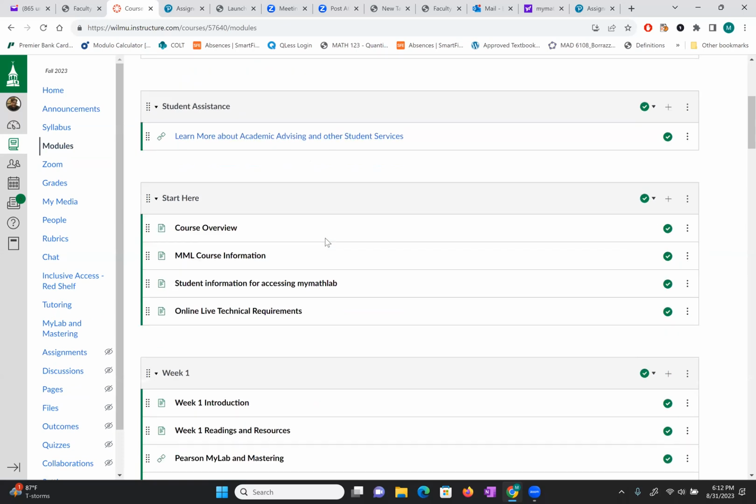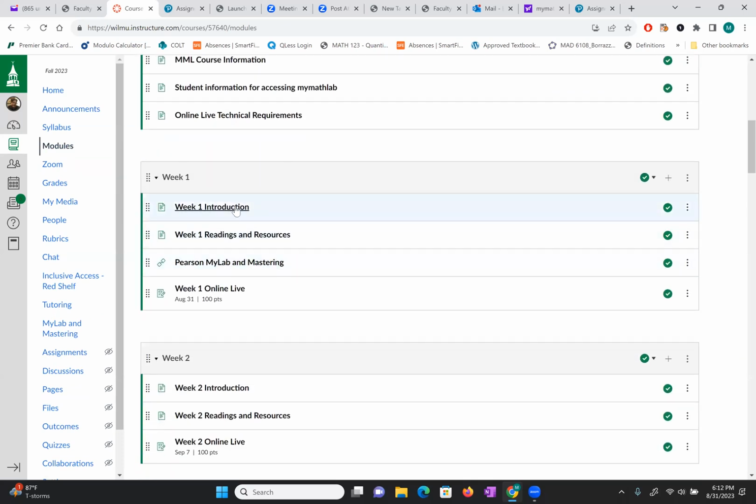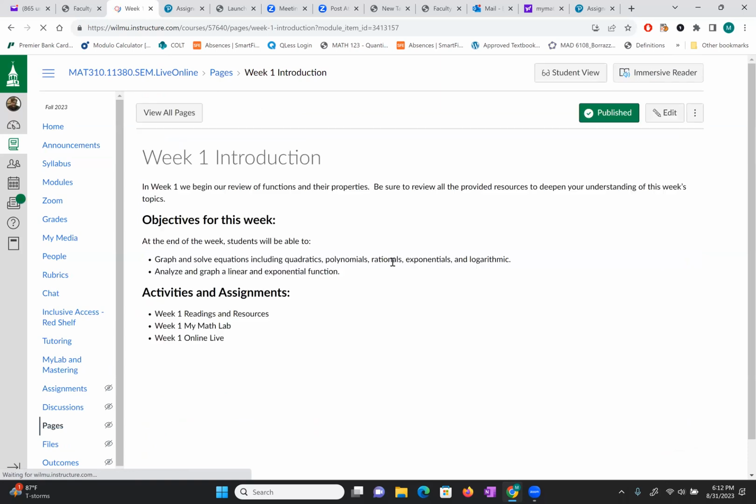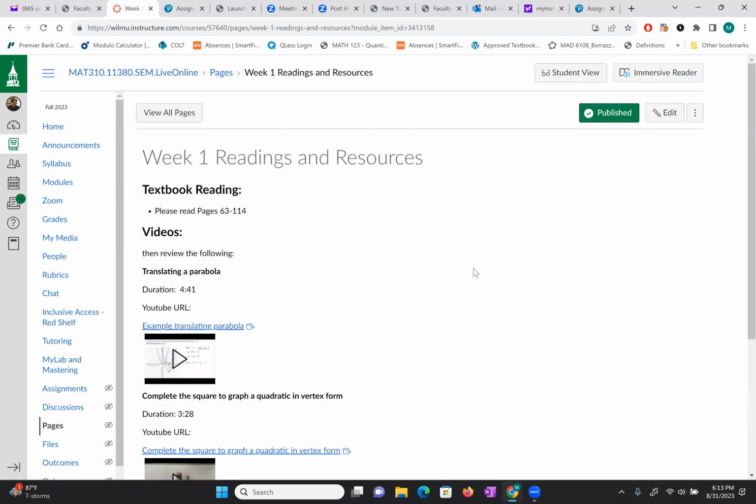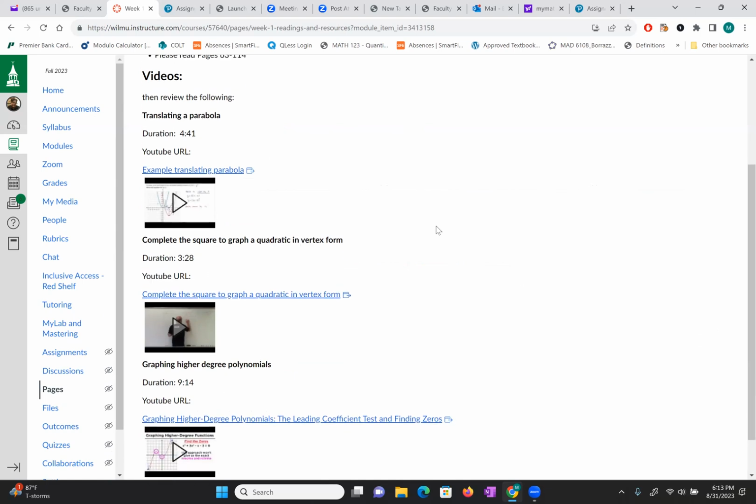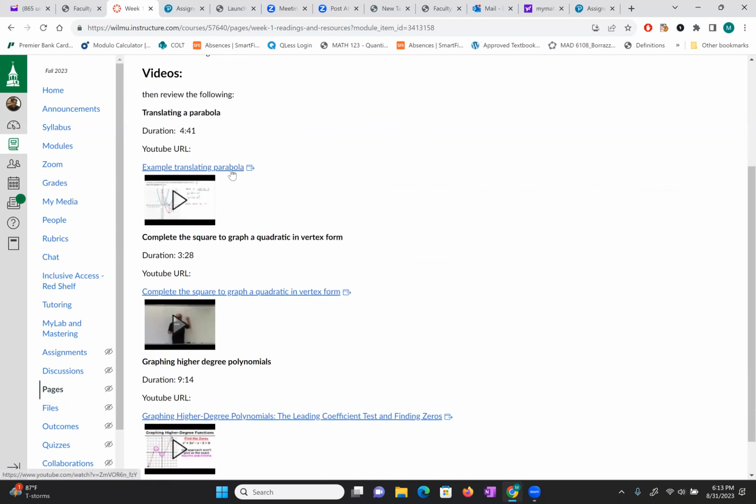Okay. I think my TA must be looking at what we're doing right now. So in the introduction, we'll start with week 1, basic. We're dealing with, in this case, graphs, solving equations, including quadratics, polynomials, rational expressions, and whatnot. So we're looking basically at reviewing is what it looks like. And let's see. We're looking at these examples.